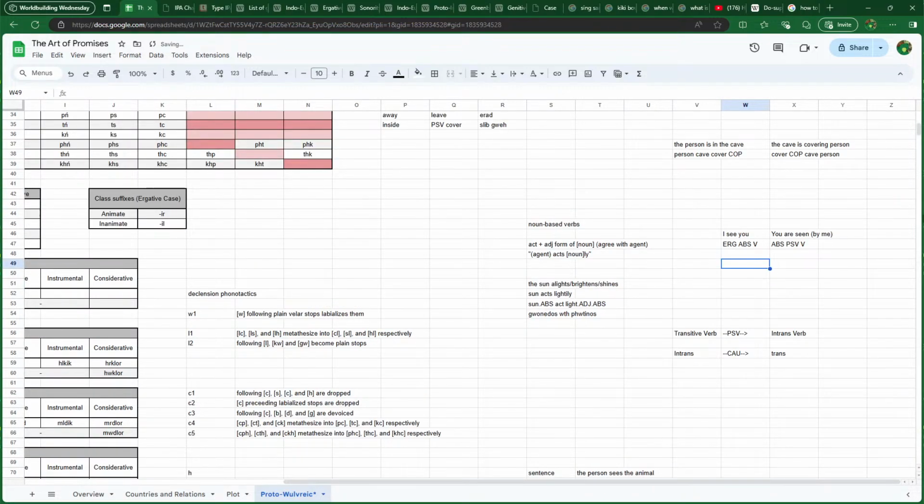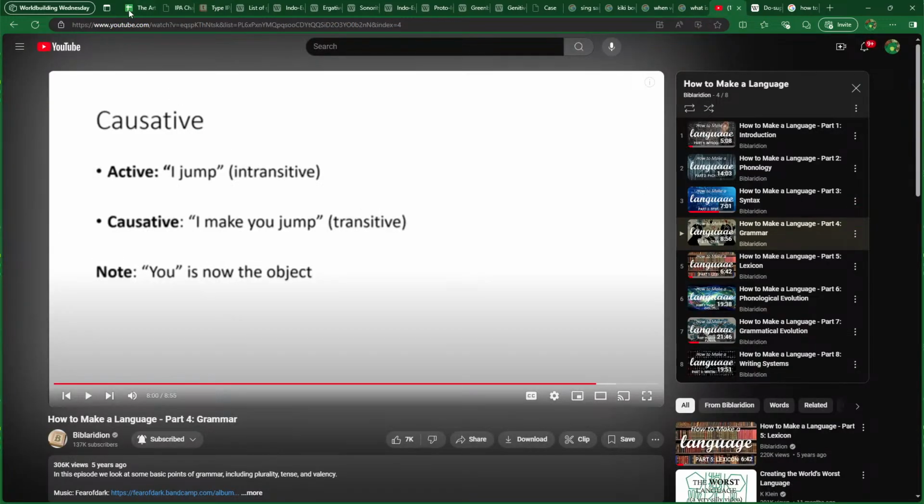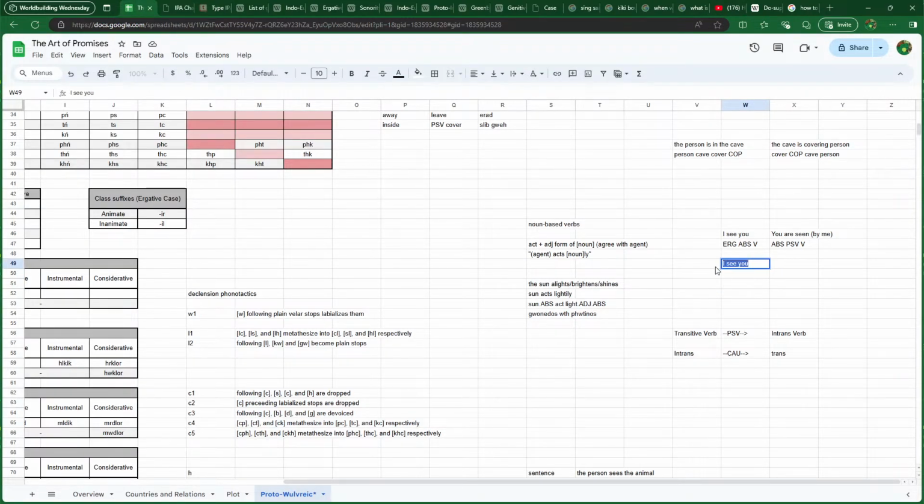So I see you, right? What did he say? I jump? Right. So I jump, that's an absolutive verb, right? But making it causative, then I make you jump. That's ergative. I am now the subject and you are now the object.